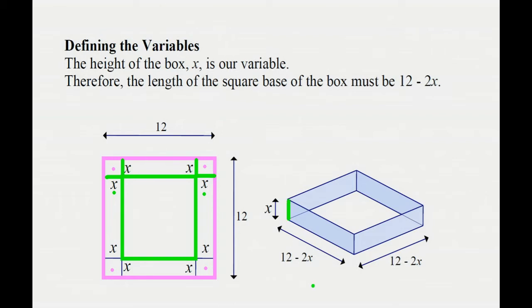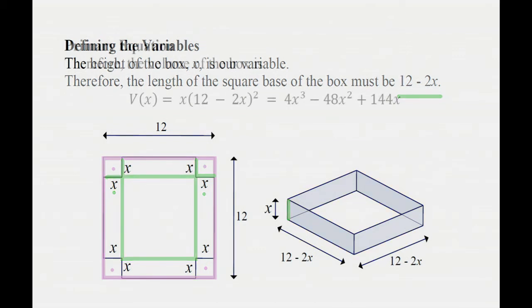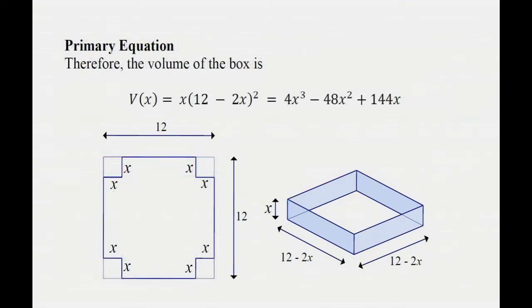So now, based on my drawing, I can conclude that if the height of the box is x, the length of the square base of the box has to be 12 minus 2x. So what I have here is a formula for the volume of the constructed box, and let's call it V of x. V is a function of x.